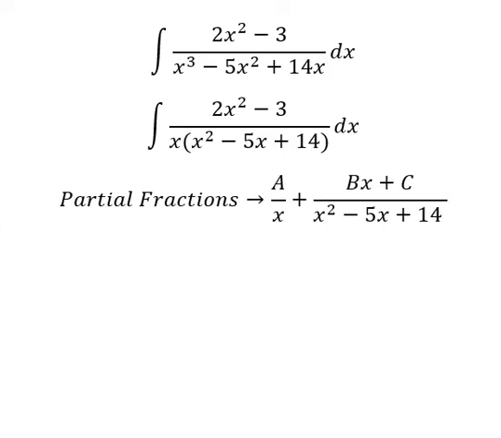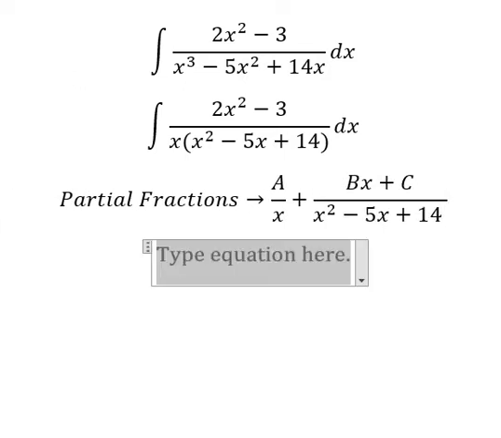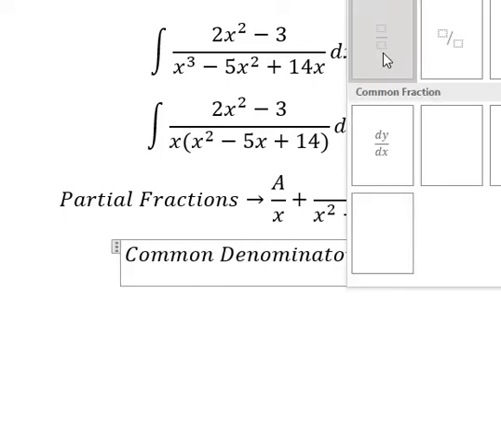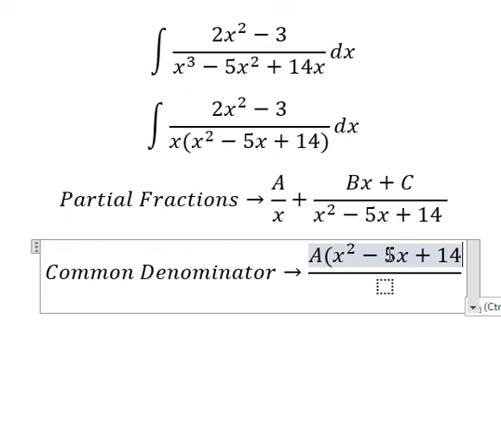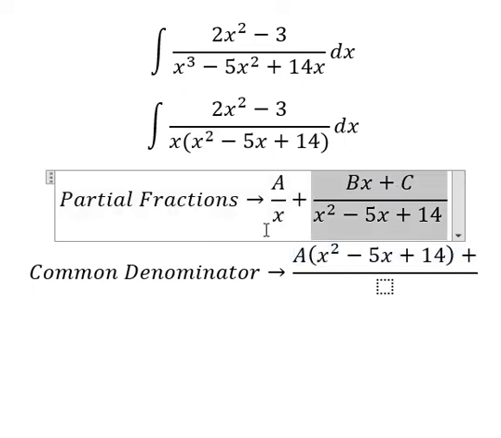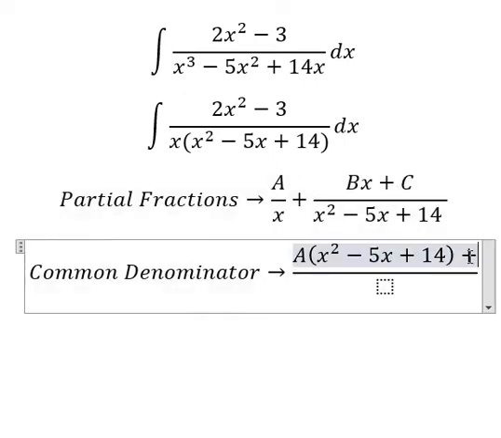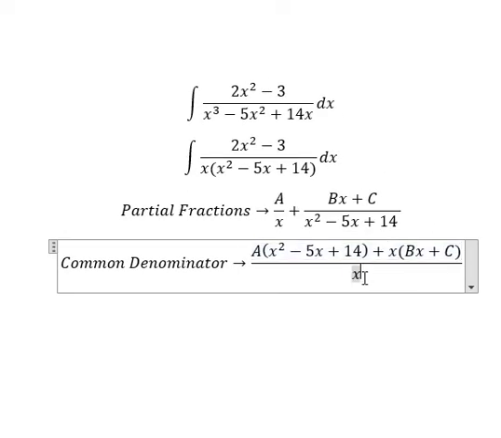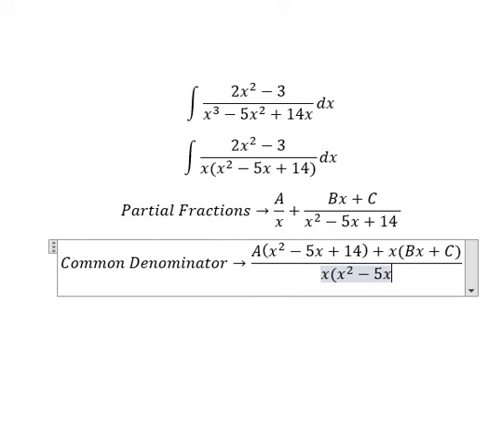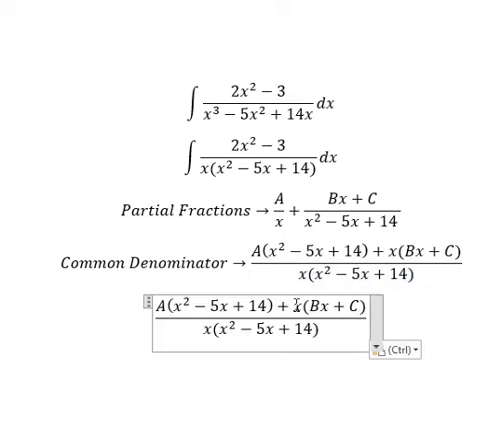Now we do common denominator. About this one, it is missing this one. About this one, it is missing s. Next, s multiplied by this one.